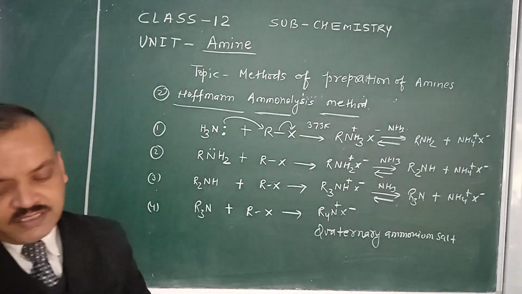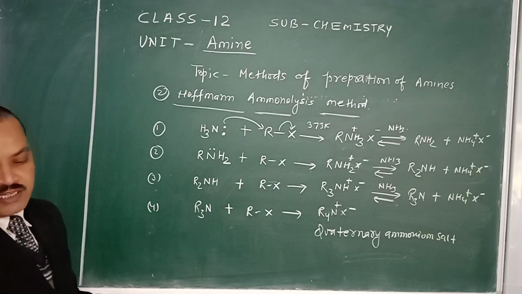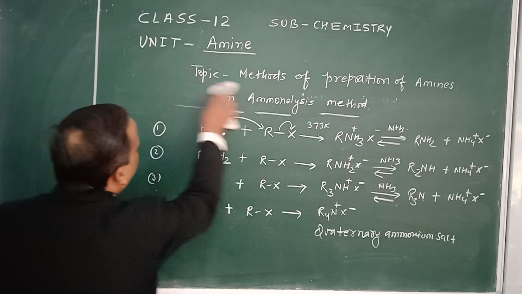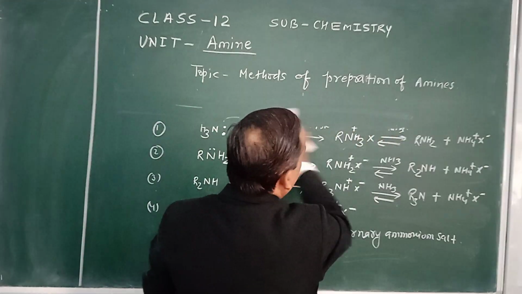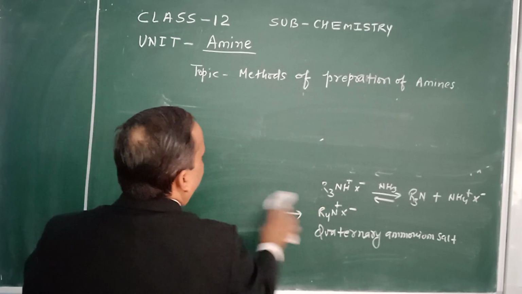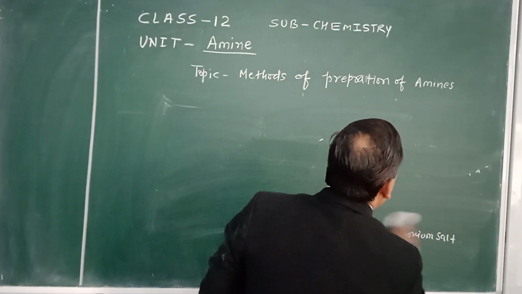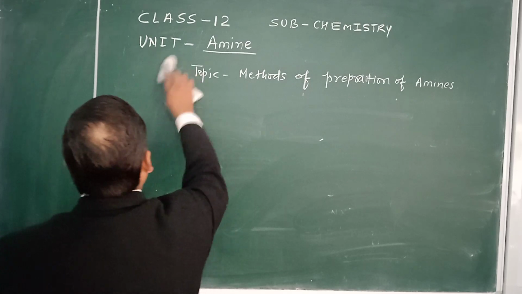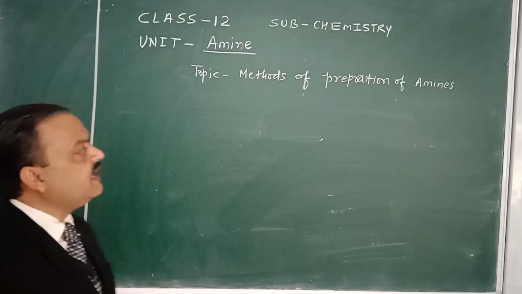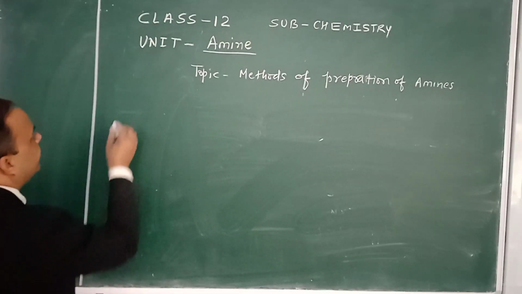Now the next, third method is from the nitriles and isonitriles. In this third method we use the nitriles and isonitriles for the preparation of the amines. So first of all, we have a discussion related to the nitriles and isonitriles.